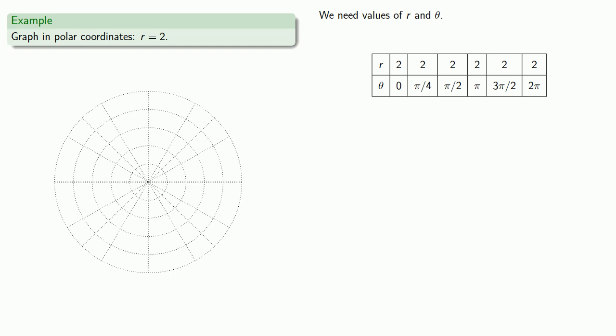And this gives us some quick and easy polar graph paper. So now I can try and plot our points. At a rotation angle of 0, we go out 2 units. At a rotation angle of pi over 4, we'll go out 2 units. At a rotation angle of pi over 2, we'll go out 2 units. At a rotation angle of pi, or 3 pi over 2, or 2 pi, we'll go out 2 units. And since we're always going out 2 units, we'll always maintain this 2-unit distance from the pole. And so our graph will look like a circle of radius 2.